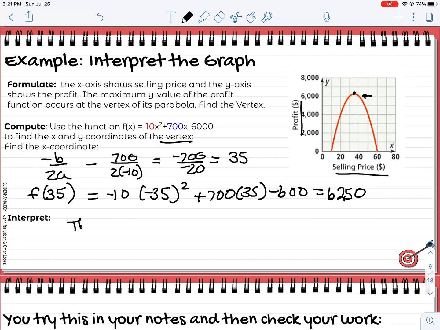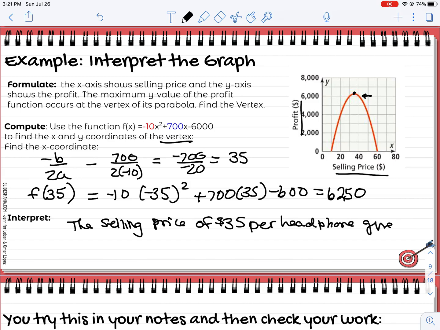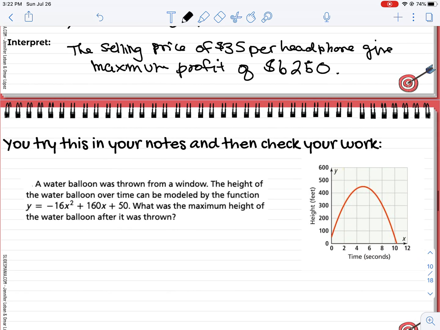So to interpret, we would say something like the selling price of $35, I guess it's per headphone, will give the maximum profit of $6,250. So that's what you're interpreting by reading that graph. It is good to know the equation to figure out the vertex, because on one like this, you can't actually tell where it's at. I mean, we have an estimate, but knowing the formula helps us get a more precise answer.